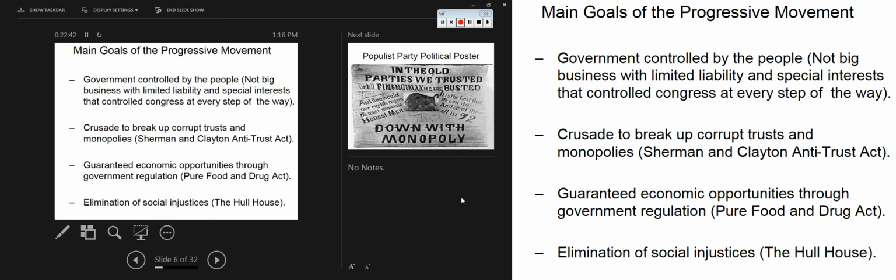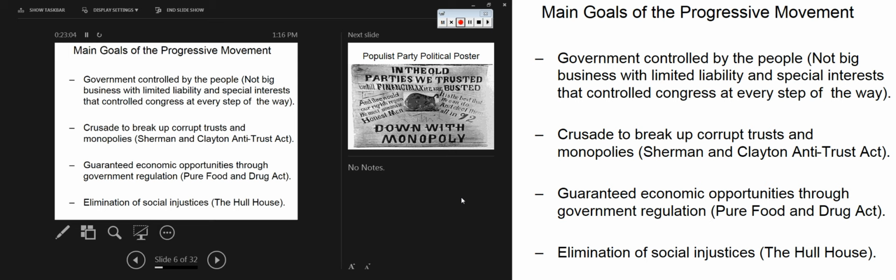Guaranteed economic opportunities through government regulation. So I don't care how liberal or conservative we are, or if we're somewhere in the middle, something we could all get behind is opening up a package of food or a can of food and not dying from it, right? I think we can all stand behind that. So the Pure Food and Drug Act is going to be inspired by The Jungle.